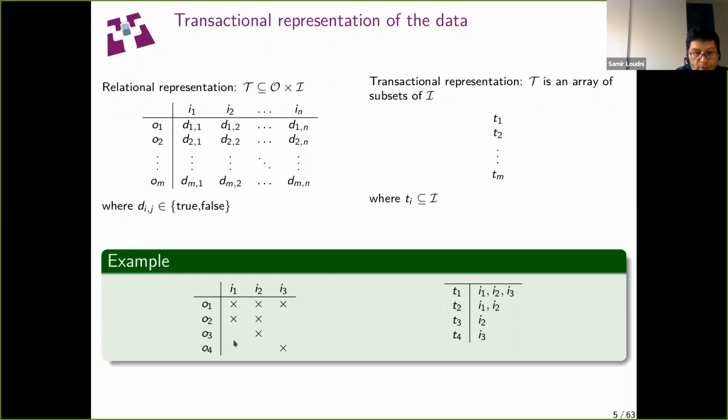Here we have some examples. For instance, if we consider the following databases, we have 4 transactions and 3 items, and, for example, item A1 is present in object or transaction T1. So we put 1 here, and if the item is not present in the transaction, we put 0. But with the transactional representation, which we call the classical representation, we have for each transaction the description in terms of items.